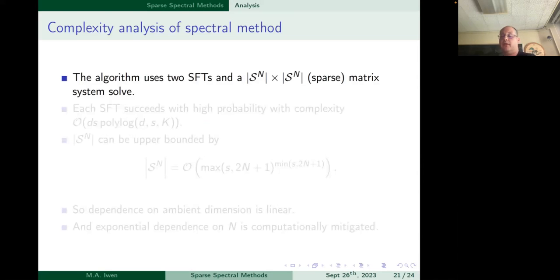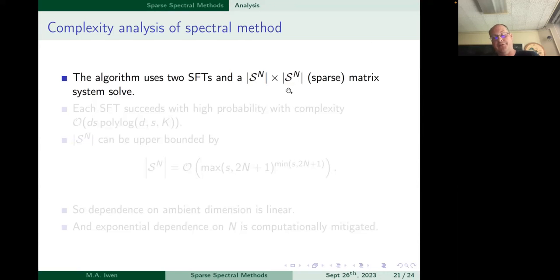Okay, so let's wrap up here and think about what the overall complexity of this method is and how it depends in particular on the dimension of the domain. So we're going to use 2 sparse Fourier transforms to set up the linear system we have to solve.